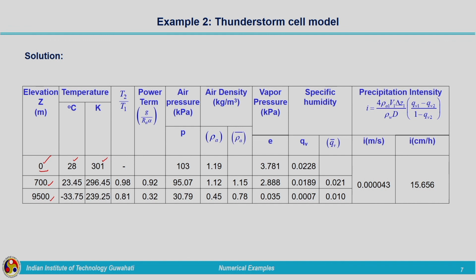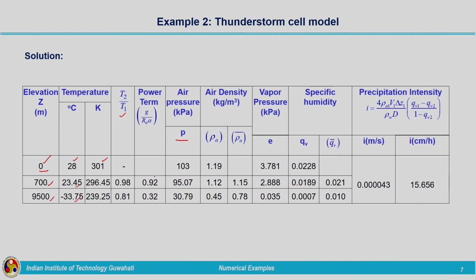Corresponding values for Z equal to 700 meters are being calculated. This has been calculated using an Excel spreadsheet, and it is coming out to be 23.45 and minus 33.75. Now, for the calculation of air pressure, we know the expression: we need to calculate T2 by T1 to the power of g by R a alpha.